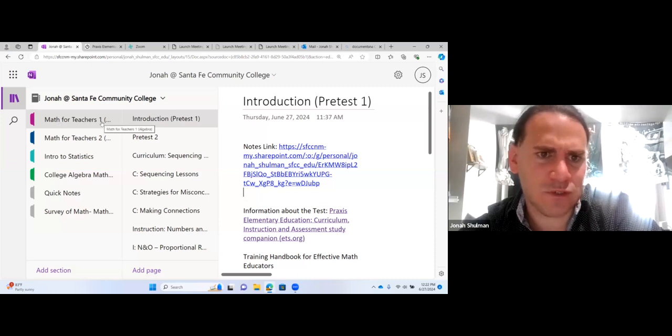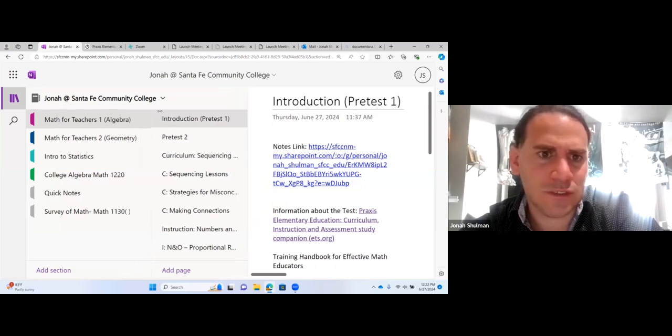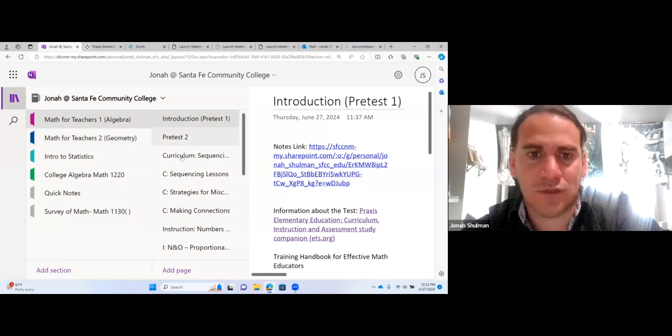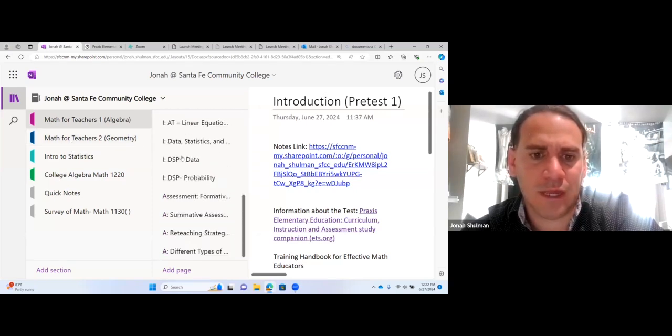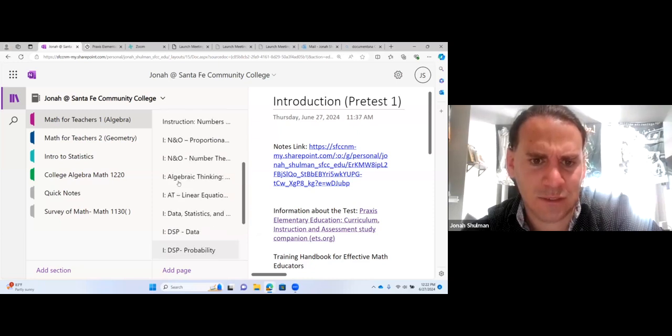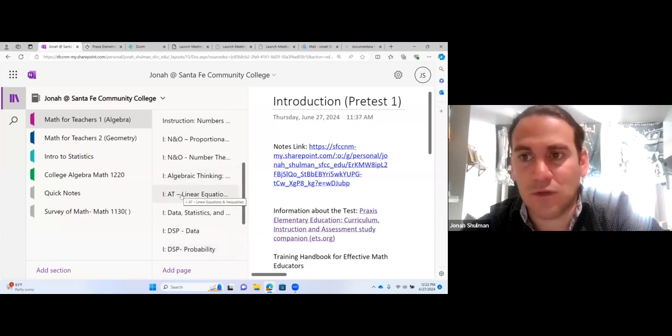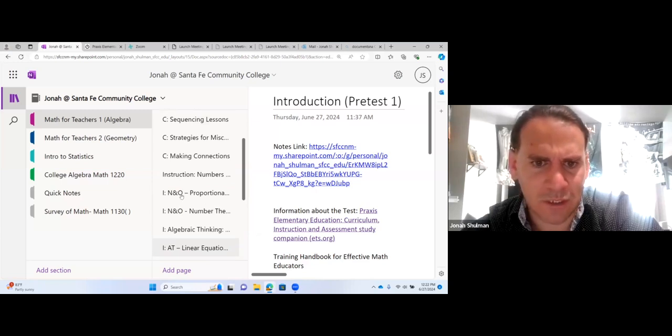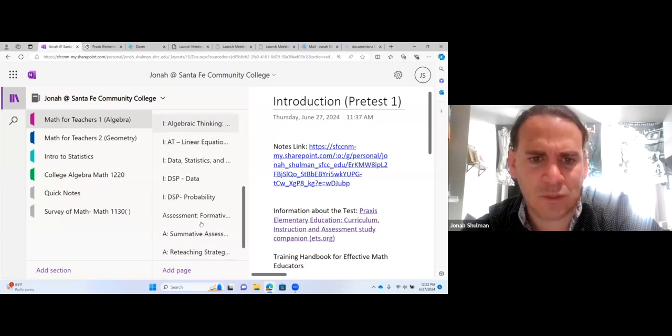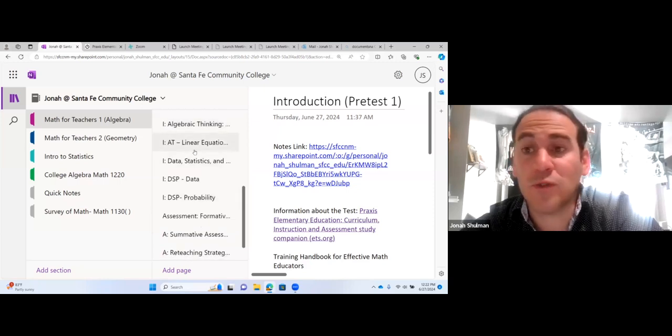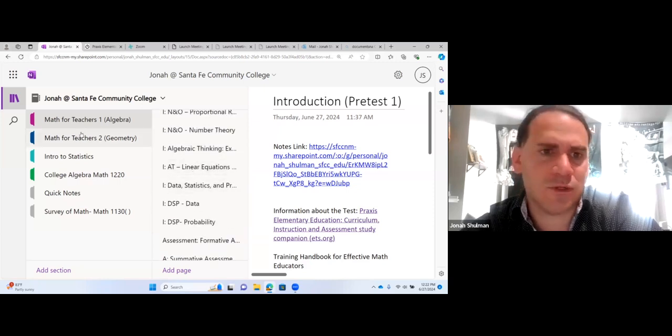Notice it says Math for Teachers 1, which is the algebra, right here. Math for Teachers 2, that's geometry. The only difference is that I have the algebra parts here, these A's: algebra thinking and linear equations. But I wanted you to be ready for everything. So that's why we're going to go over all the proportions, numbers and operations, as well as the data. But most of the bulk of it will be here in algebra.